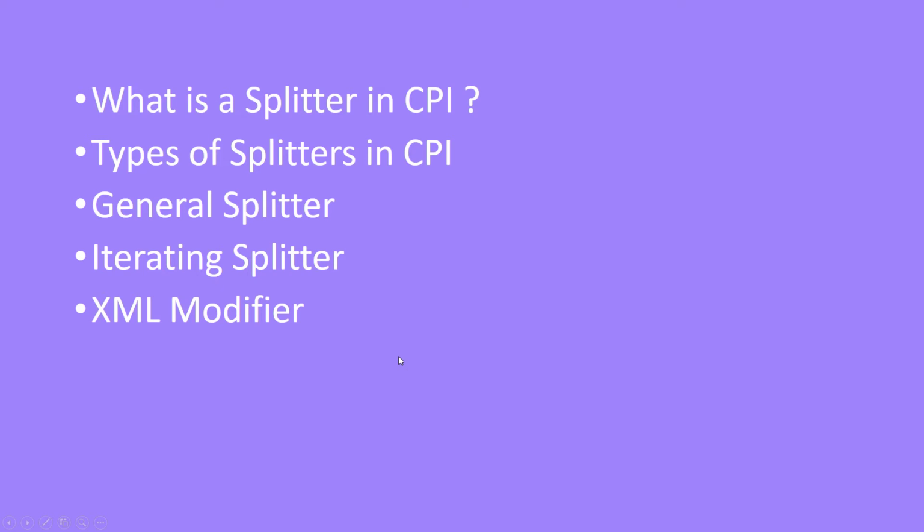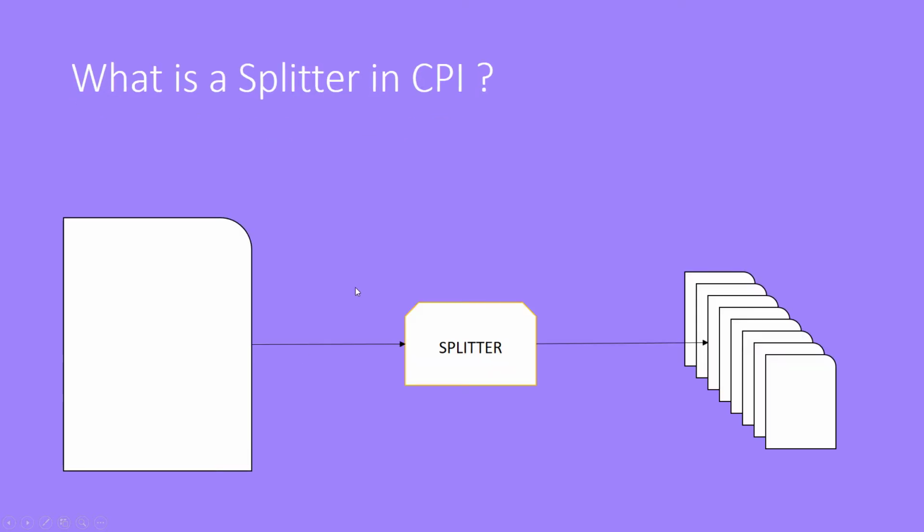Hello everyone, in this video I'll walk you guys through what a splitter is, the different types of splitters in CPI, and the workings of general splitter, iterating splitter and XML modifier. So what is a splitter? A splitter is something that consumes the incoming payload and splits it into small individual messages.